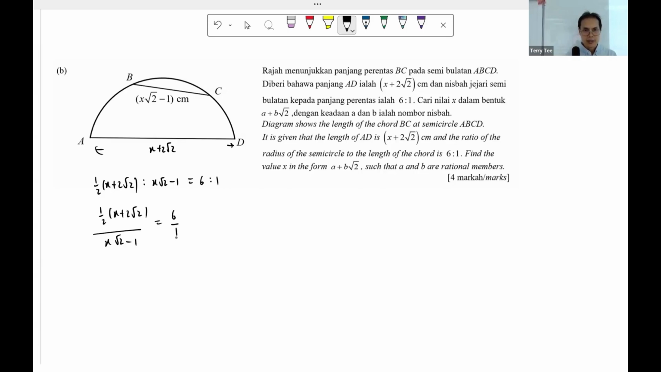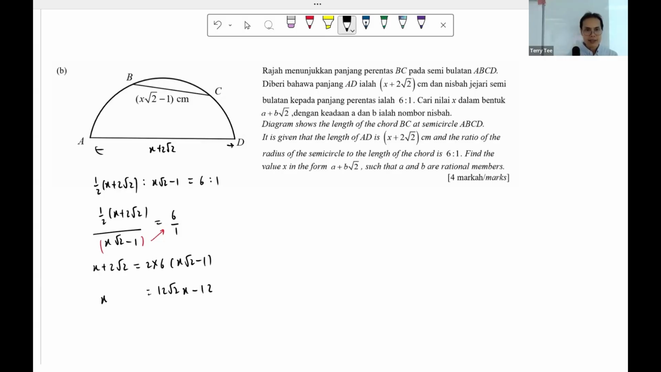The result is 6 over 1. So first we're going to multiply this whole thing over. At the same time, the 2 I can also times over. So I want to cut short my working: x plus 2 root 2 is now 2 times 6 times x root 2 minus 1. The 6 you have to times by 2 as well. I just want to cut short, make it easier. So this will give us 12 root 2 x minus 12.